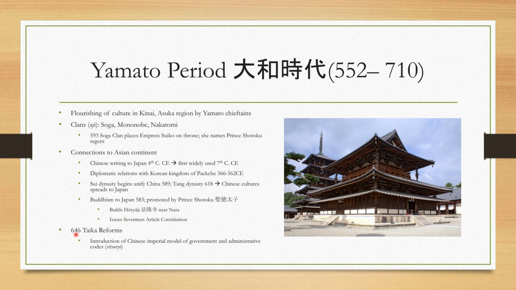Also during this period, a legal and political structure was introduced that was modeled on the Chinese system of law. And this was called the Ritsuryo, the early development of the Ritsuryo system. And it started with the Taika reforms. And Taika in Japanese, just the characters for it, mean big change.